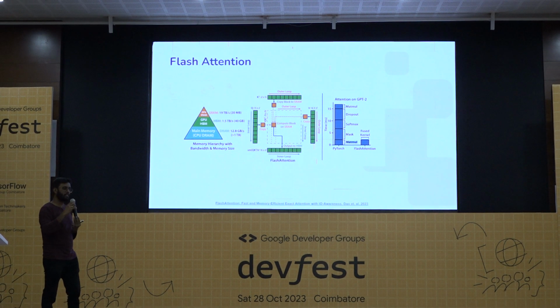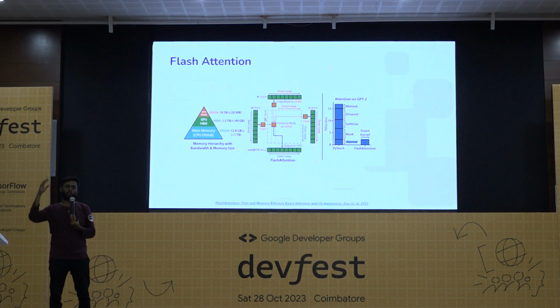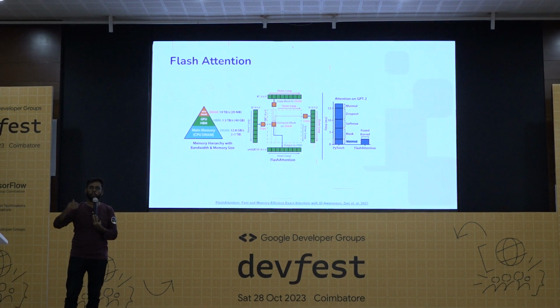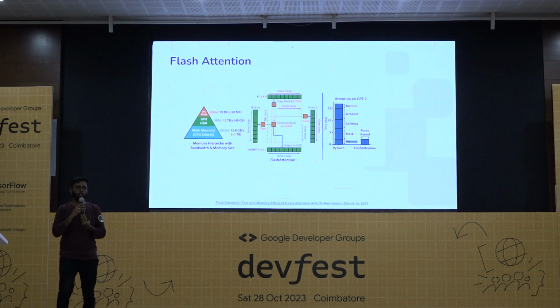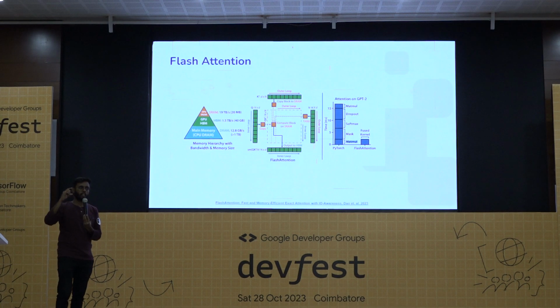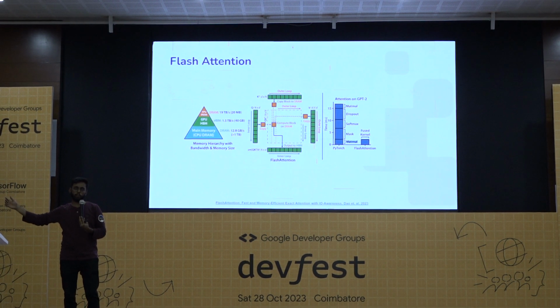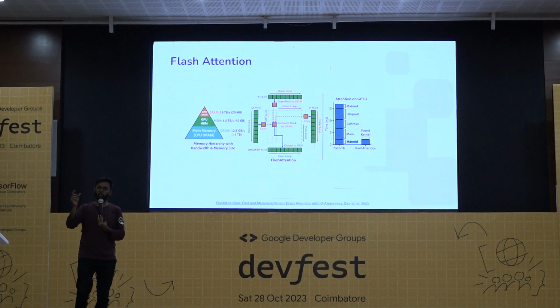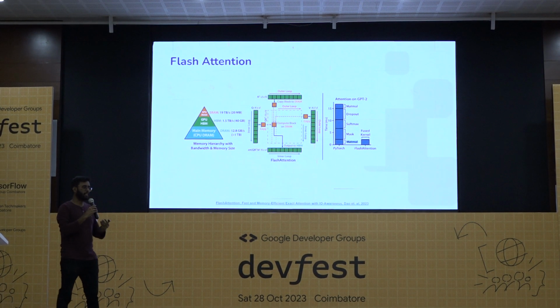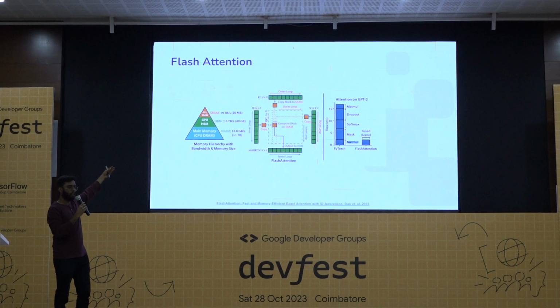So FlashAttention uses this to its advantage. Whatever the calculation, whatever the memory transfer that is done, this FlashAttention mechanism pushes that into SRAM. They divide the big KV cache into small tiled vectors, and then they push that into SRAM. They do all the calculation in SRAM.